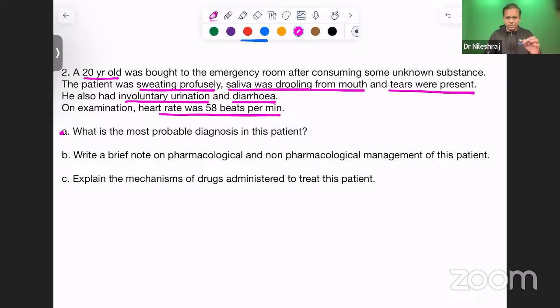Whenever you come across these kind of questions, please don't blandly write OPC poisoning. Please don't blandly write it. You give the justification for that. How to proceed, how to write up the answers for this?